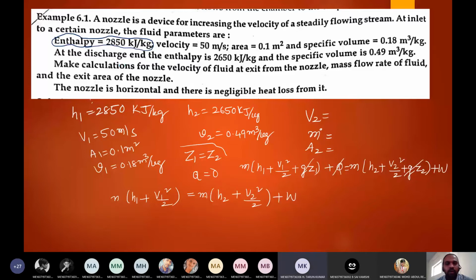Now, what is required? Velocity of the steam at the outlet. Anyhow, specific terms are given. M can be removed, and this will become small ws. So is H1 known to you?